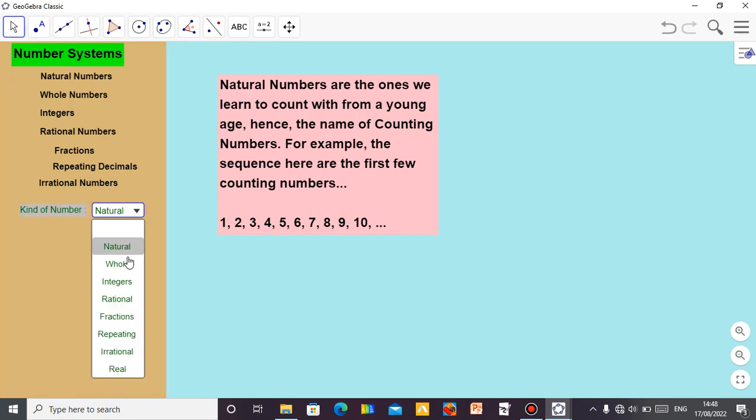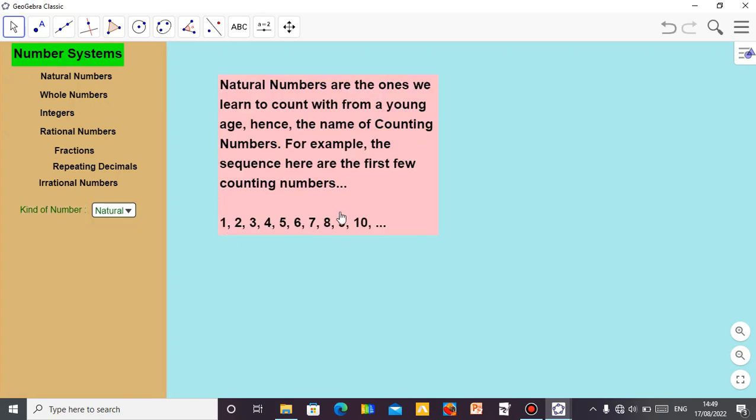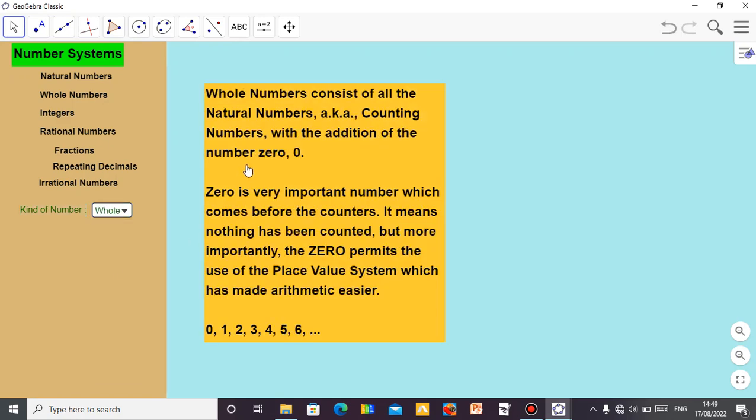Then the next one is whole numbers. So what are whole numbers? Whole numbers consist of all natural numbers. Remember, whole numbers don't have any decimal attached to them. They are single numbers. So they are natural numbers, but with the addition of 0. If you check the previous one, natural numbers are just 1, 2, 3 without 0. They are the counting numbers. Whole numbers are also natural numbers, but they start with 0. You must put the 0 from the beginning. So these are whole numbers.